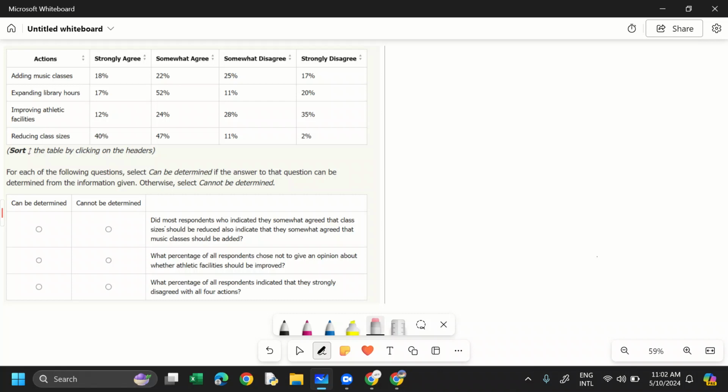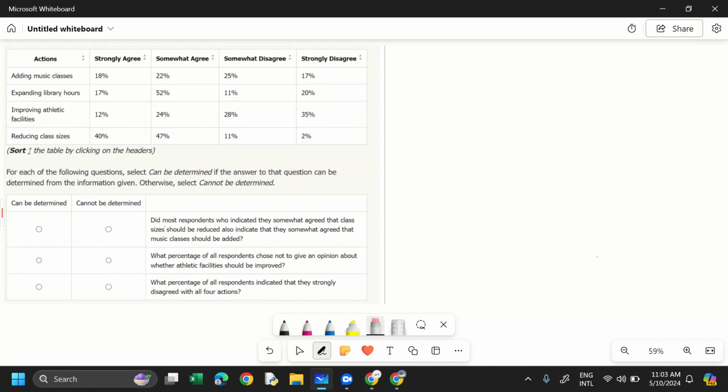The first option says, first of all, what is the question type? We have to select "can be determined" if the answer to that question can be determined from the information given. Otherwise, select "cannot be determined". So this is more like a DS question, wherein we are just looking at the data which has been given above. Is it sufficient to answer this question below? The question is, did most respondents who indicated they somewhat agreed that class sizes should be reduced also indicate that they somewhat agreed that music classes should be added?